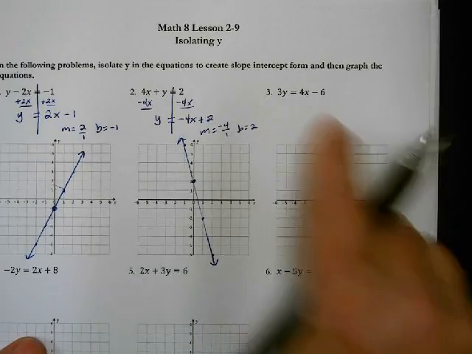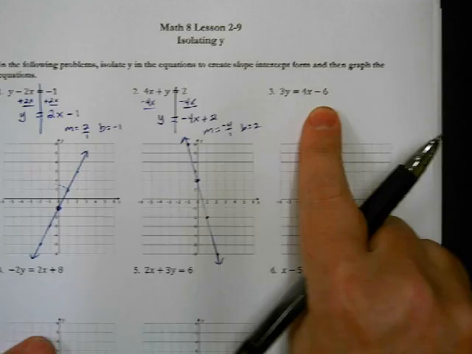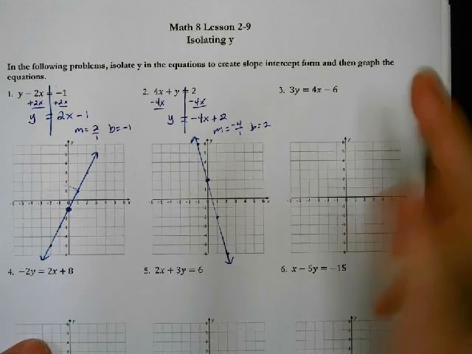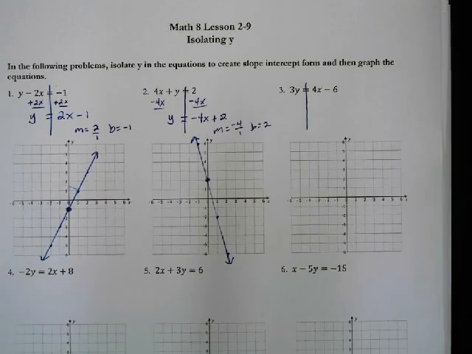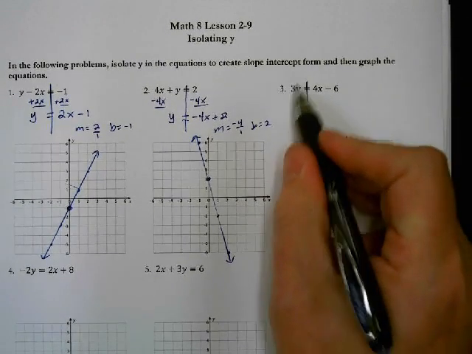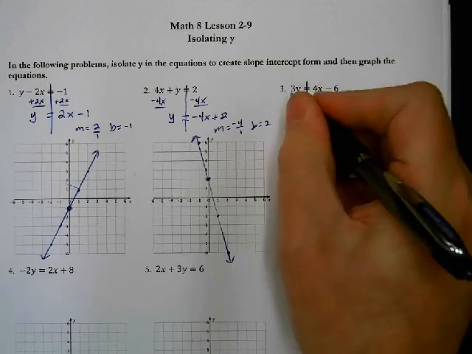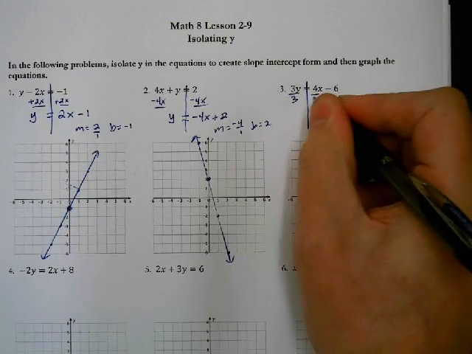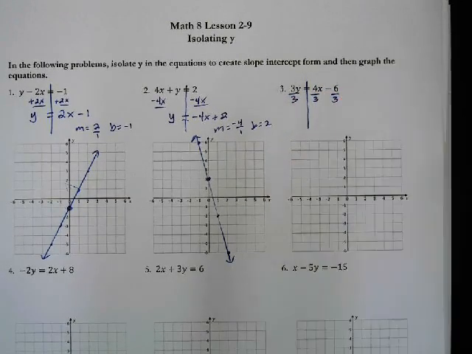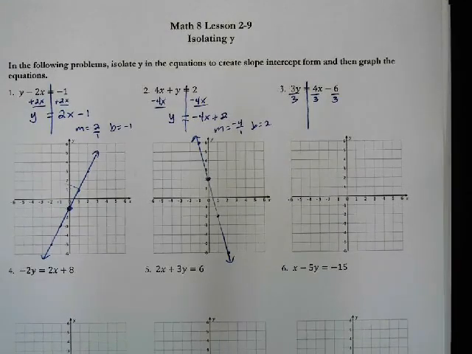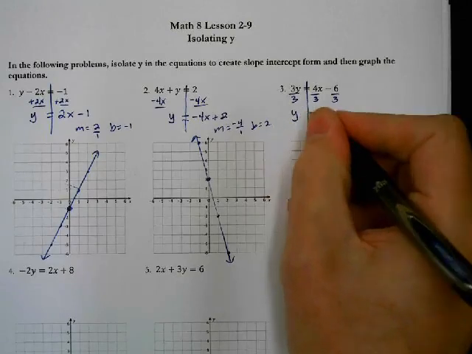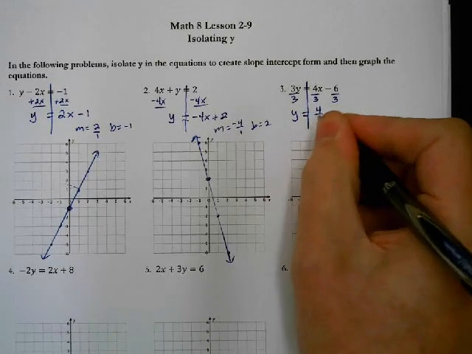Next one. This one is not in standard form, but it's definitely not in slope-intercept form either. So what do we need to do to get that y by itself? Well, it looks like to isolate the y, I need to get rid of that coefficient of 3. So let's divide everything by 3. Remember, if you divide one side of the equation, everything on the other side has to be divided by 3 as well. So we get y equals 4/3 x.